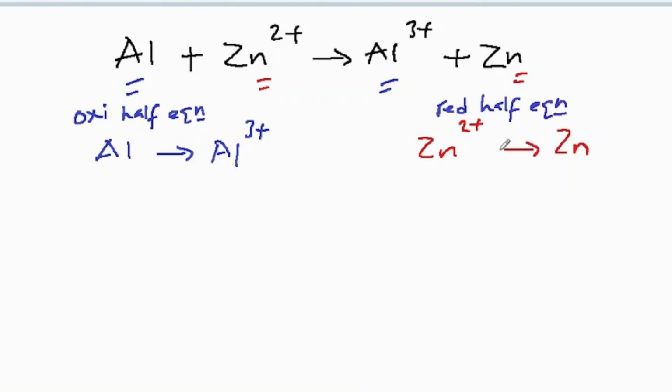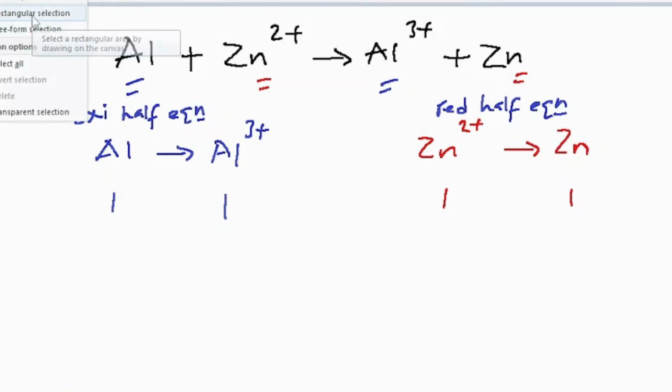Now, having done this, the next step we are going to consider is what I call molecular balancing. We want to ensure that the number of chemical species is the same on the reactant side and on the product side. So let's consider our oxidation half equation. We have one aluminium atom here, and we have one aluminium ion here. So that's balanced. Let's consider the reduction half equation. We have one Zn2+ ion, and we have one zinc atom. That's also balanced.